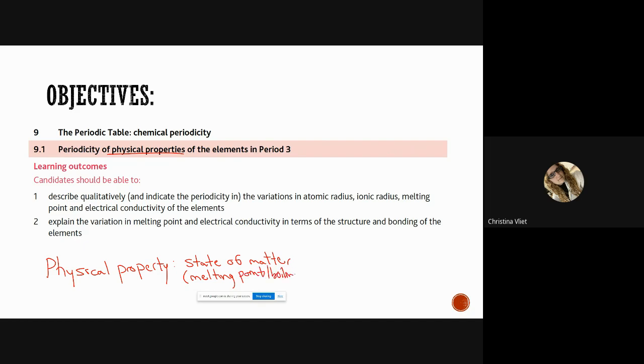What else can a physical property be? If you look at the slide, it kind of illustrates them. What are the physical properties we could talk about? Melting point. What else is a physical property? It says periodicity of physical properties. Apparently, if it conducts electricity, right? So conductivity. Then, what else does it say here?